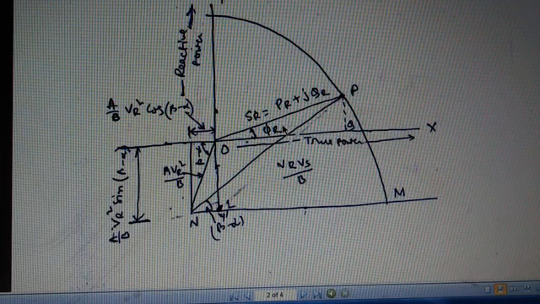Let it cut the circle at P. Then the receiving end true power and reactive power will be represented by OQ and PQ respectively. So this is OQ and this is PQ, which are called the true power and reactive power respectively.